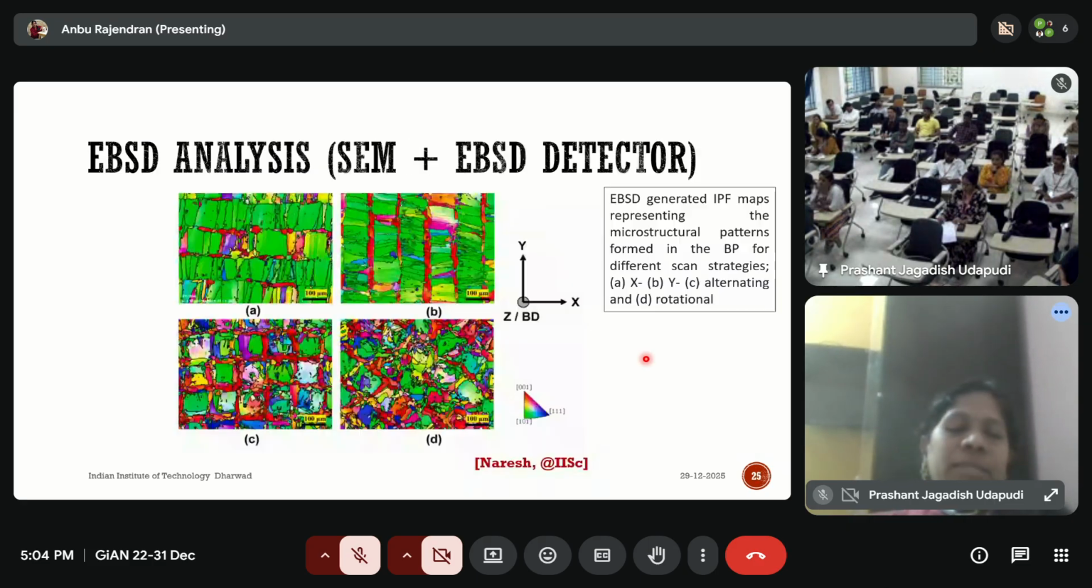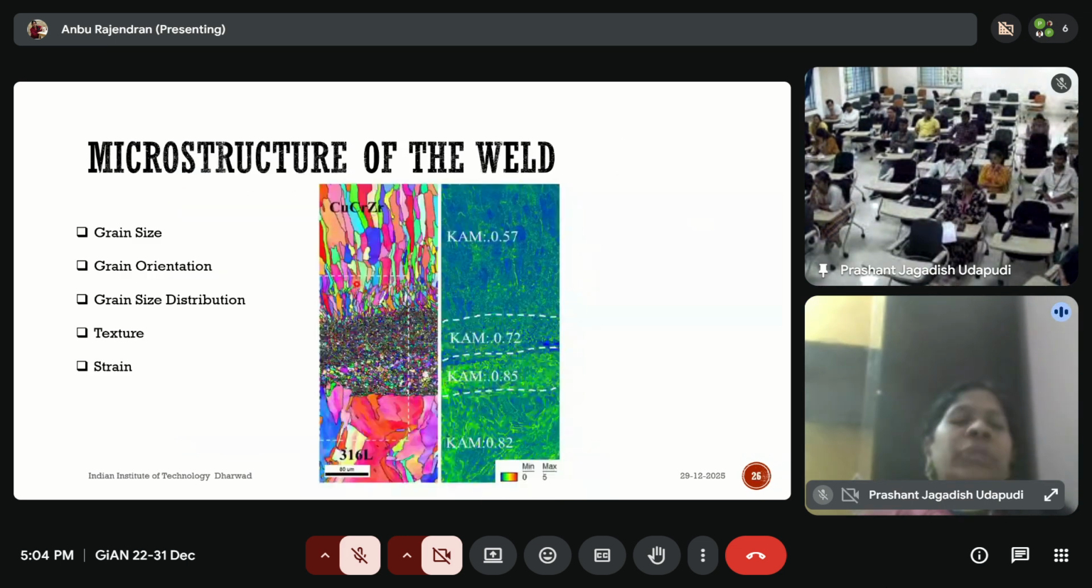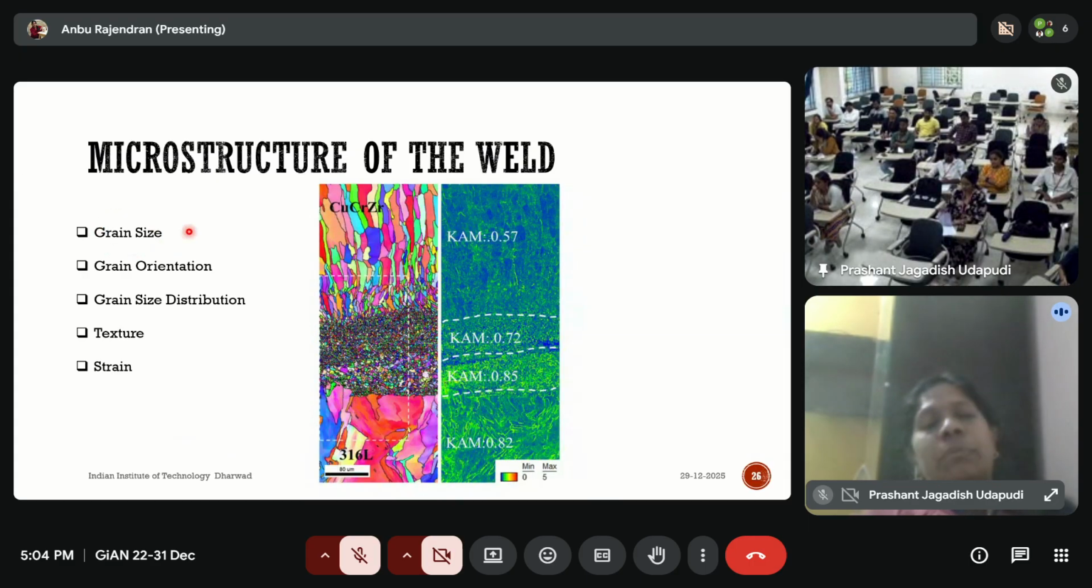But EBSD requires it. By using the additional software, you can get a lot of information. The basic information you can get by using the EBSD detector is grain size. Grain size, the same thing you can get from optical also, right? But if the grain size is too fine, that is difficult to capture by optical microscope, so then you have to go for EBSD analysis. Then grain orientation. What is the grain orientation?